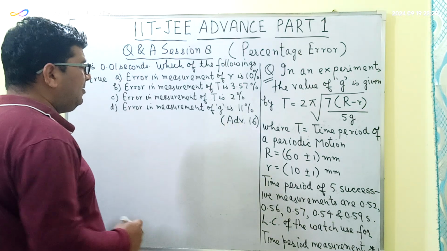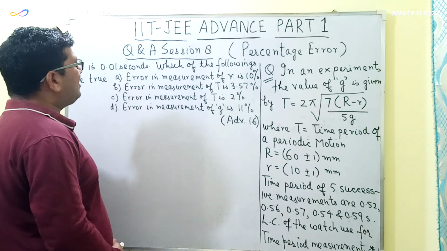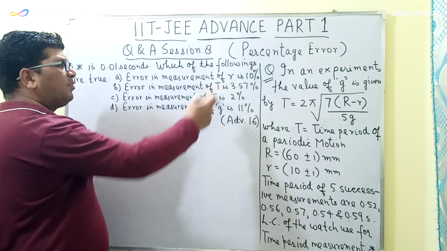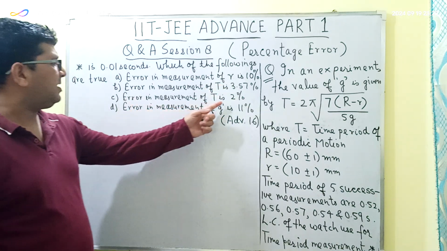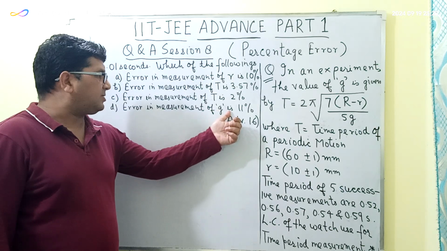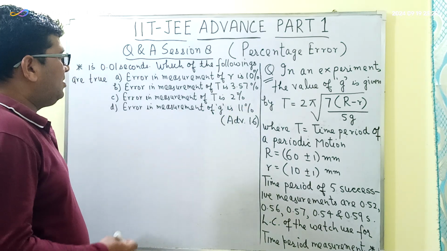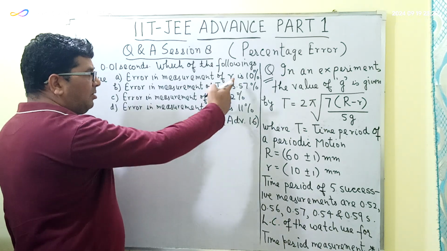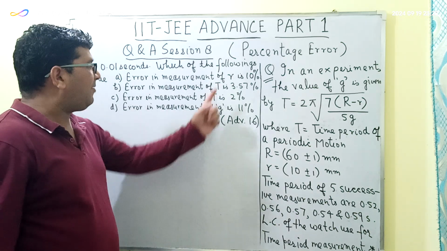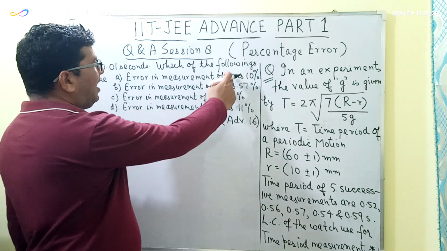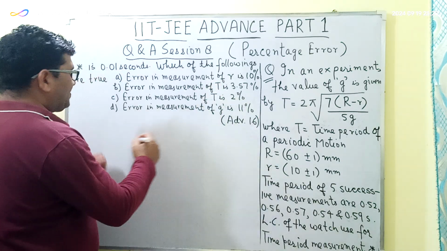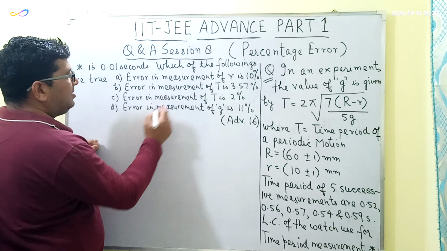The first option is the error in the measurement of R is 10%. The error in the measurement of time period is 3.5%, or the error in the measurement of time period is 2%, and the error in the measurement of G. G is the acceleration due to gravity. Here all the errors in the measurement are given in percentage. So we have to find the percentage error in our time period and the acceleration due to gravity.